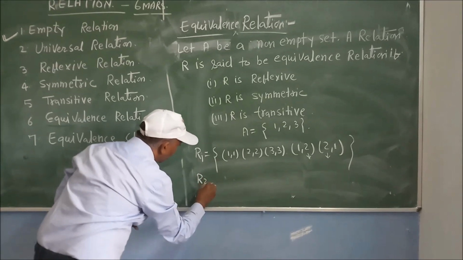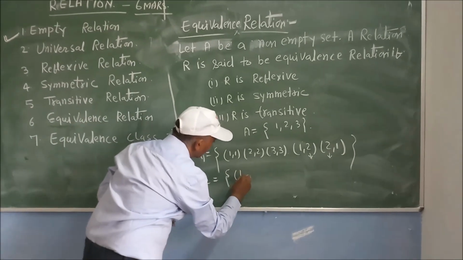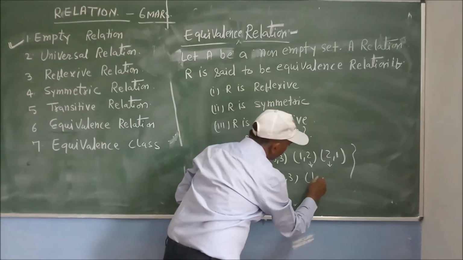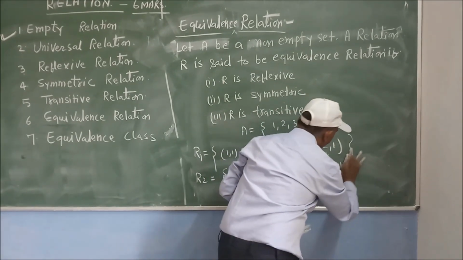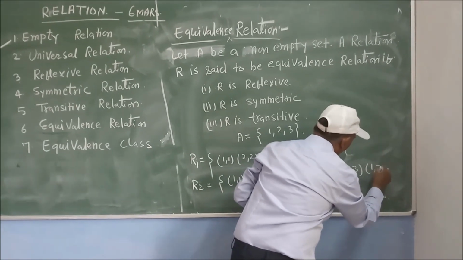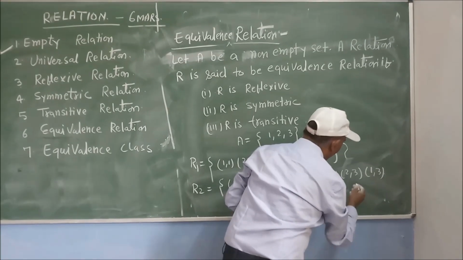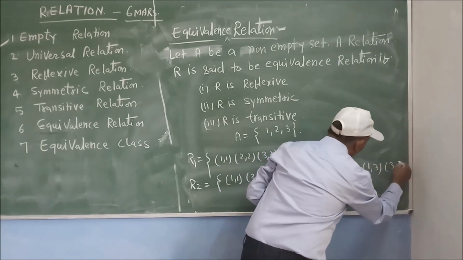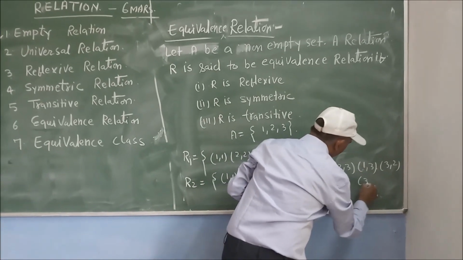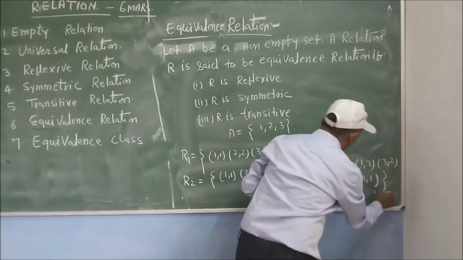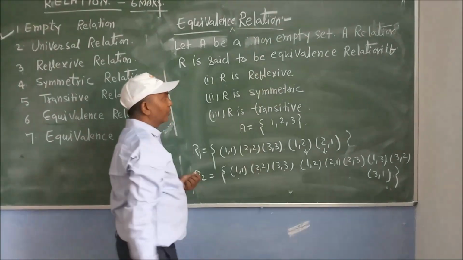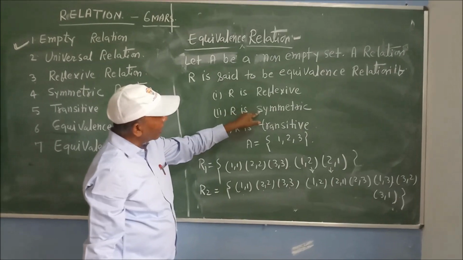Again make a second relation R2. Write first so it is reflexive: 1 1, 2 2, 3 3. Again you write 1 2, 2 1, and you write 2 3 and 1 3. If you write 2 3 here, then you have to write 3 2 also to make it symmetric, and 1 3 is here, so you write here 3 1. So watch if this is reflexive and symmetric or not. Watch here, 1 1, 2 2, 3 3 is here, so R is reflexive. First condition is fulfilled. Second, R must be symmetric.